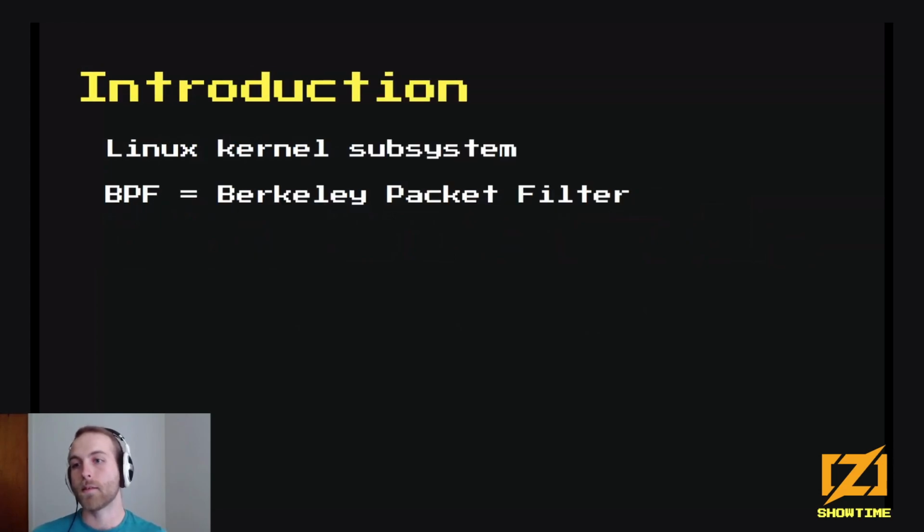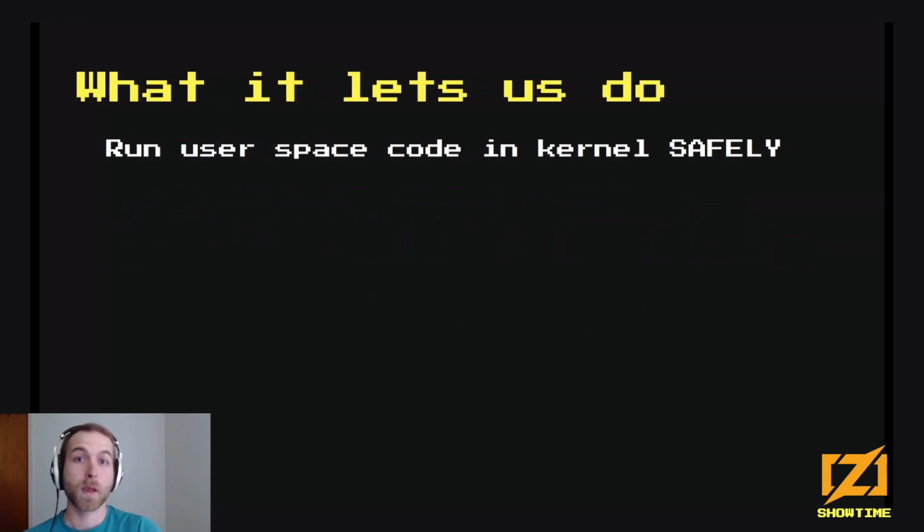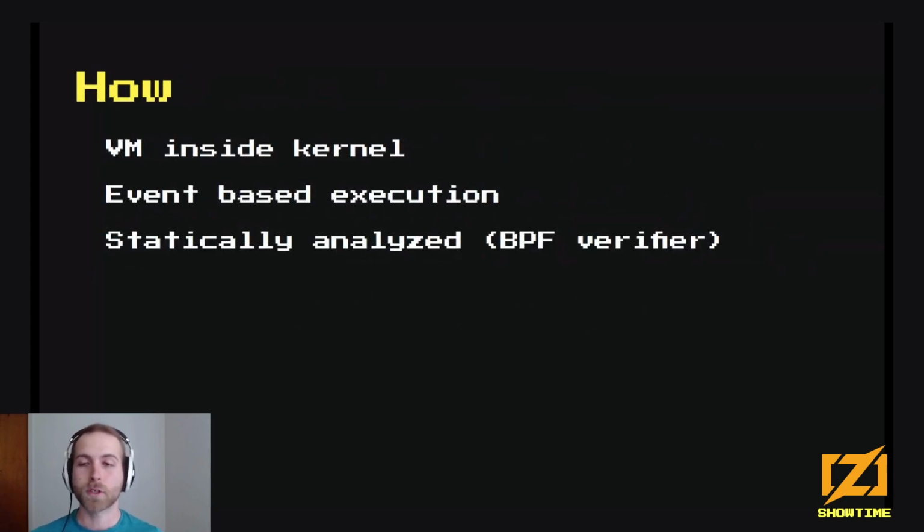BPF is a Linux kernel subsystem. The name stands for Berkeley Packet Filter, but now it's a misnomer because it's been extended way beyond just simple packet capture. I think the best description of it is that it's a method to run user space code inside the kernel and to do so safely. It does this by having a VM, or virtual machine, in the kernel. The way it works is that you request the system to run a certain chunk of BPF code when an event fires in the kernel. In that request, it goes through a static analyzer called the BPF verifier, which is able to determine if the code is safe or not. We'll get into that a little bit in a couple minutes.